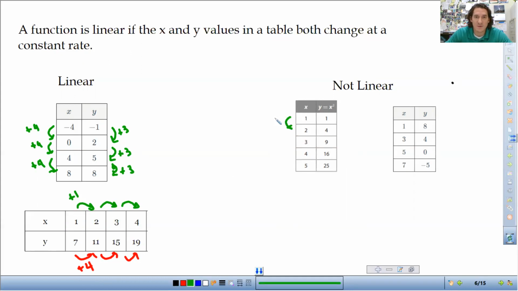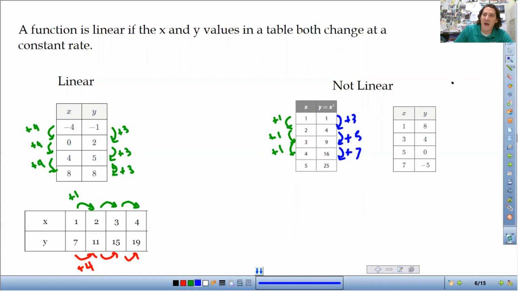The x values increase by 1 each time. So plus 1, plus 1, plus 1. But then look at the y values. They are not increasing at a constant rate. So the y is plus 3 here, but then it goes to plus 5, and then it's plus 7. So there's a pattern of how it increases, but the numbers need to be the same. So this is the issue here. These are not the same, so not linear.